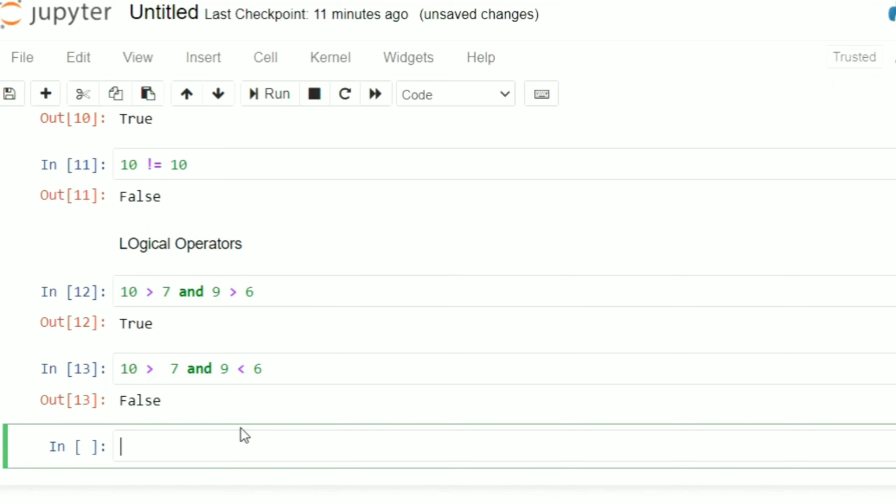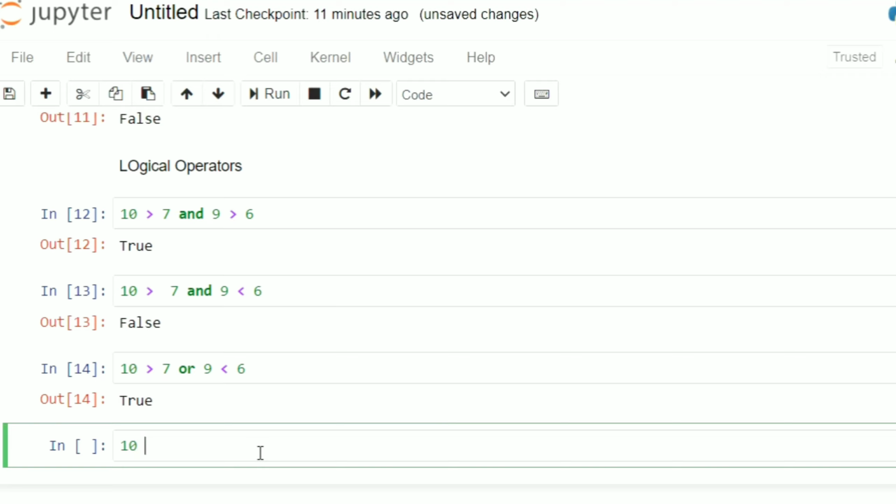Now let me talk about the OR operator. If I am writing 10 greater than 7 or 9 less than 6, in this case you can see this condition is true, but this condition is false. So even though one of the conditions is false, I will be getting the answer as true.